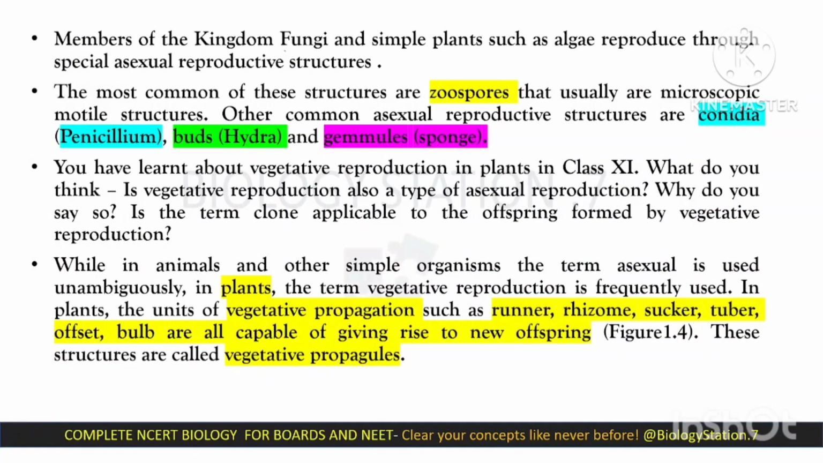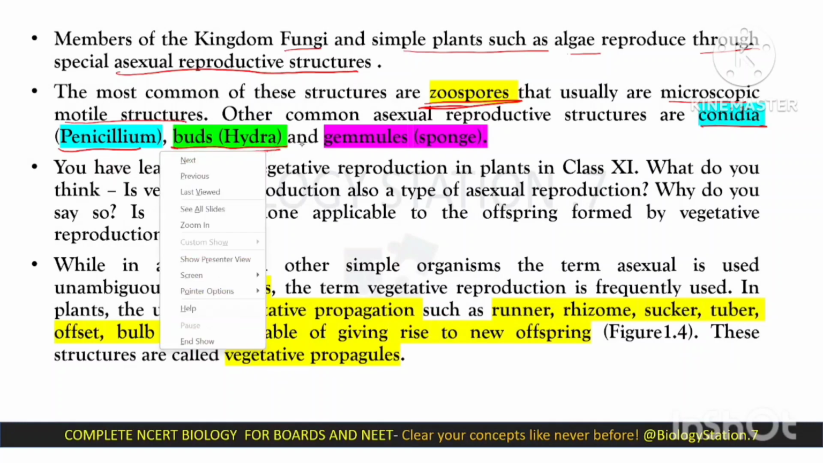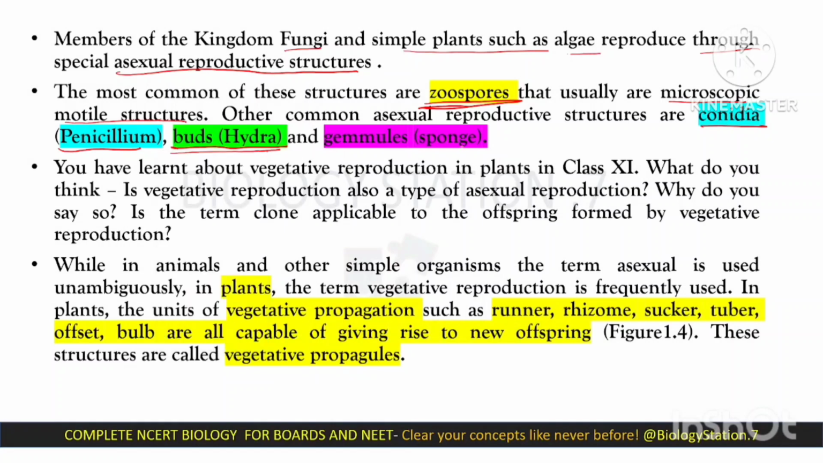The kingdom of fungi and simple plants such as algae reproduce through special asexual reproductive structures. The most common reproductive structures are the zoospores, as I've already shown. Zoospores are microscopic motile structures. These are motile, meaning they can move. Other asexual reproductive structures are conidia in penicillium, that is a fungus, buds like in hydra, which is an invertebrate, and gemmules in sponges. Even sponge is an invertebrate.